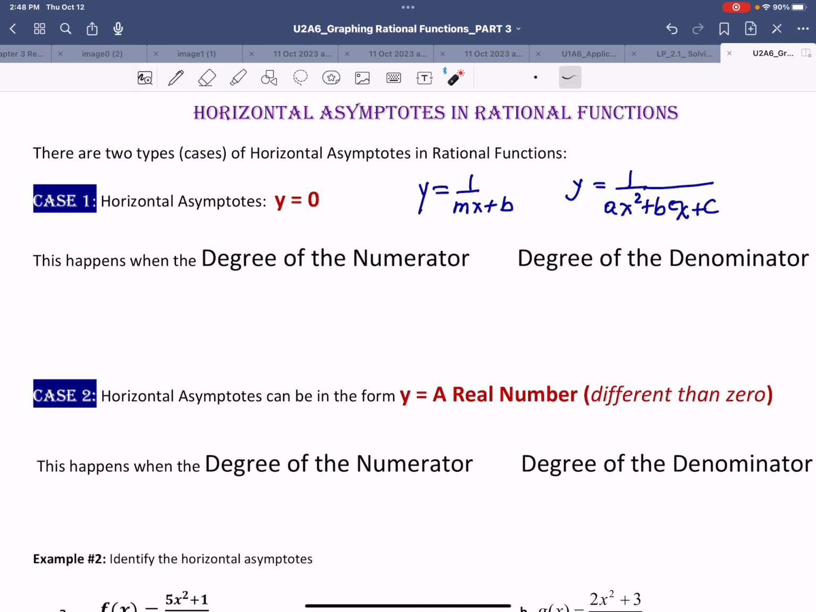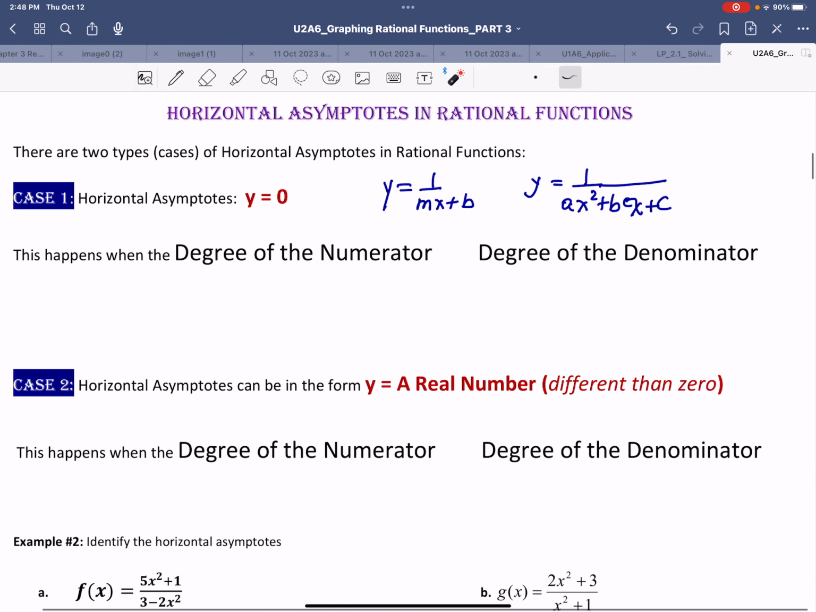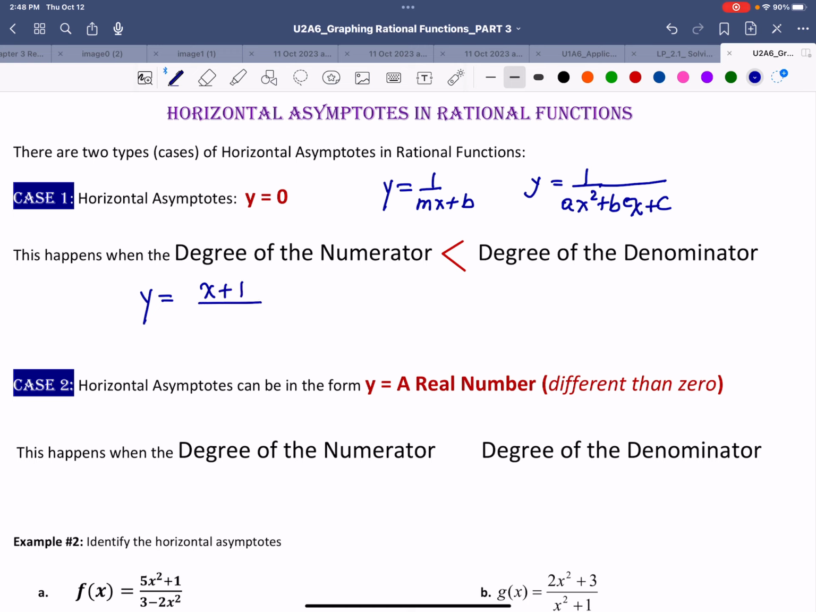Generally speaking, the horizontal asymptote will be at y equals 0 whenever the degree of the numerator is less than the degree of the denominator. As an example, I would bring up the function y equals (x + 1) over (x squared + 3x minus 2). I just made this up.